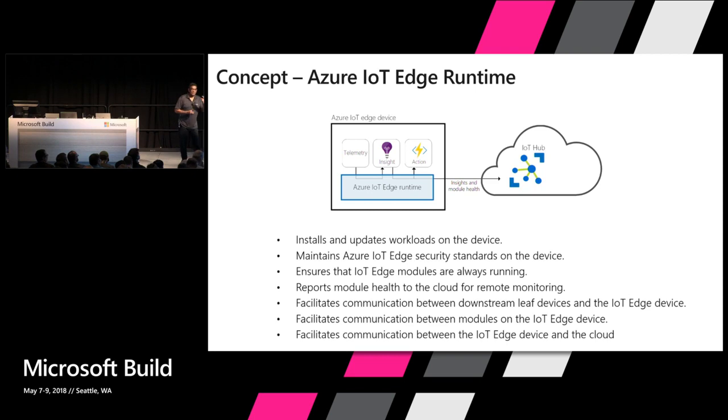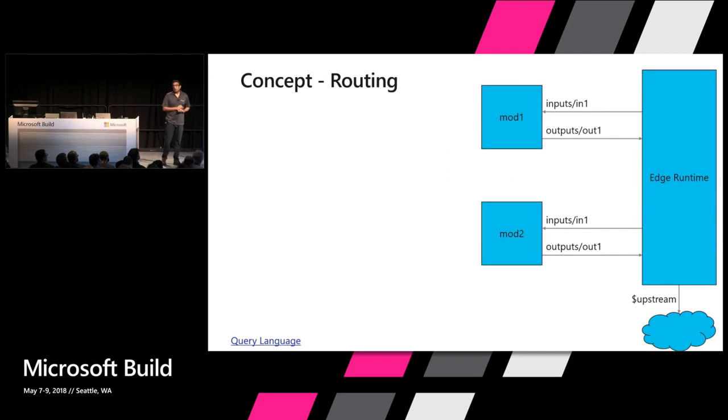OK, so 2 concepts. We have modules. We have the edge runtime. Third, something called routing. I've been referring to this as module 1 talks to module 2. But how? It talks through edge runtime through routing rules. Think of it as a routing table in our network parlance. Right? You put down a routing rule in edge runtime saying that module 1 should talk to module 2, and edge runtime would simply do that.